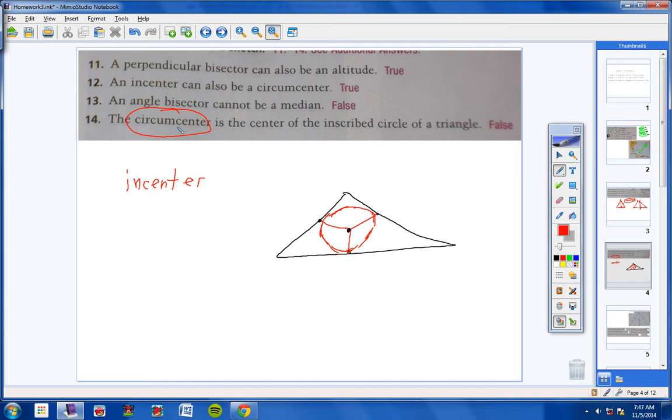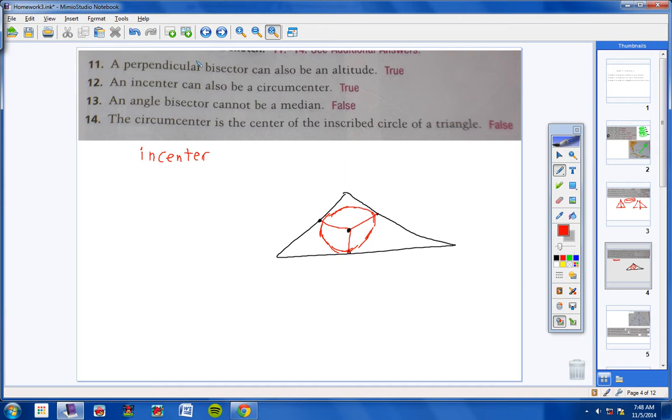The circumcenter might be the center of a described circle. It might be in some occasions, okay? But is it always? No. You cannot say the circumcenter is the center of the inscribed circle of a triangle, okay? You cannot say that. You can say the incenter is the center of the inscribed circle of a triangle, okay? But not the circumcenter, okay?